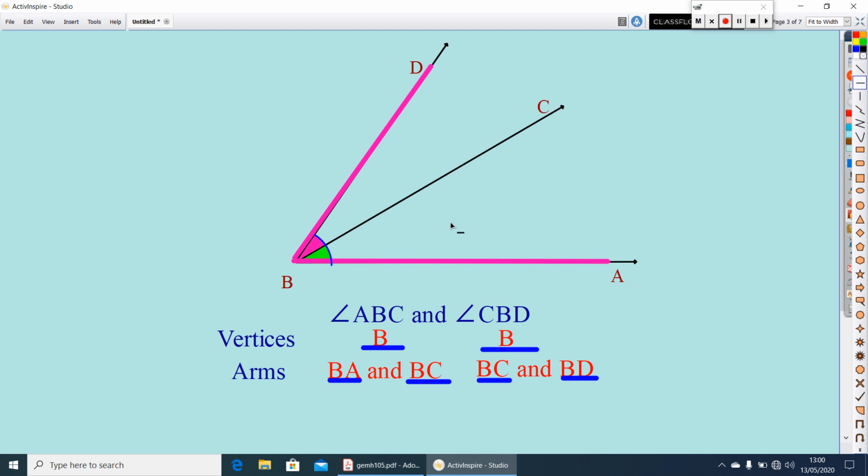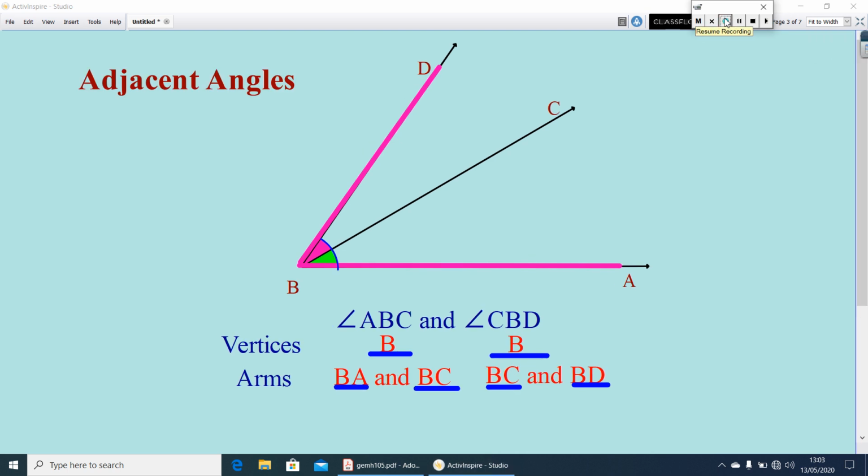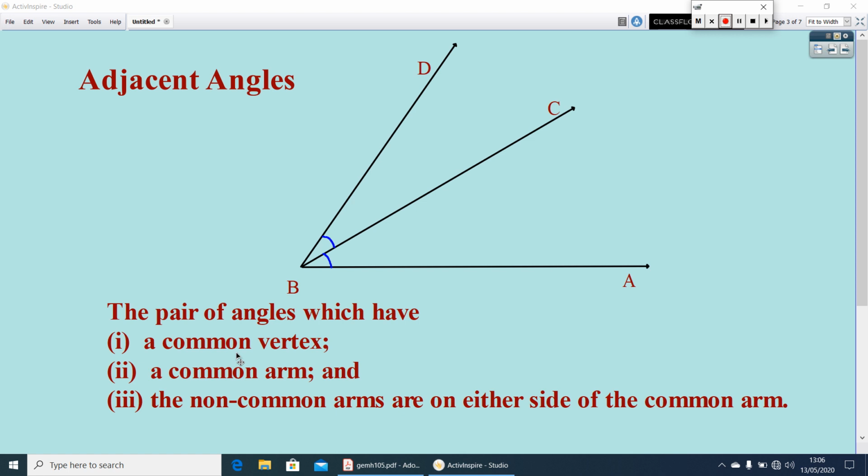This kind of pair of angles we call adjacent angles. Now we can define adjacent angles as the pair of angles which have a common vertex, a common arm, and non-common arms on either side of the common arm. So do write the heading adjacent angles, draw this figure and write its definition.